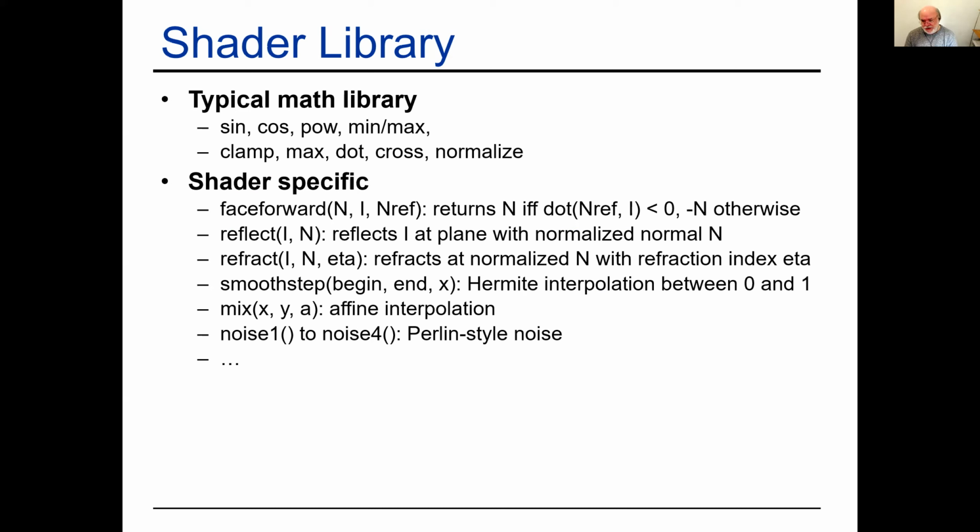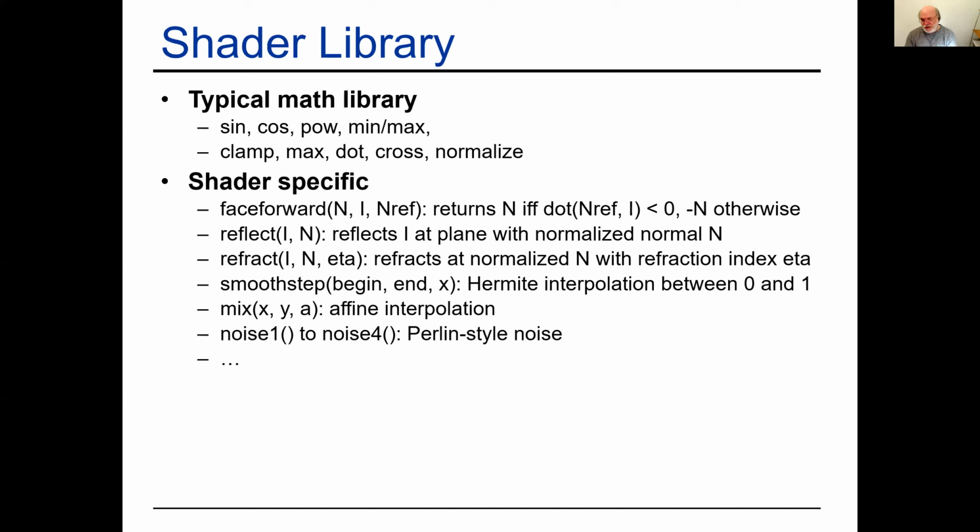And then there are very shader-specific calls like faceforward. Given a normal vector and an incoming direction, the normal here is the reference normal, and it returns either the normal, the n here, the first argument, or it returns minus n. So it orients the normals to be on the same side of the incoming direction. Or reflect, which takes a normal vector and an incident direction and reflects the incident direction at the plane that is specified with a normal vector.